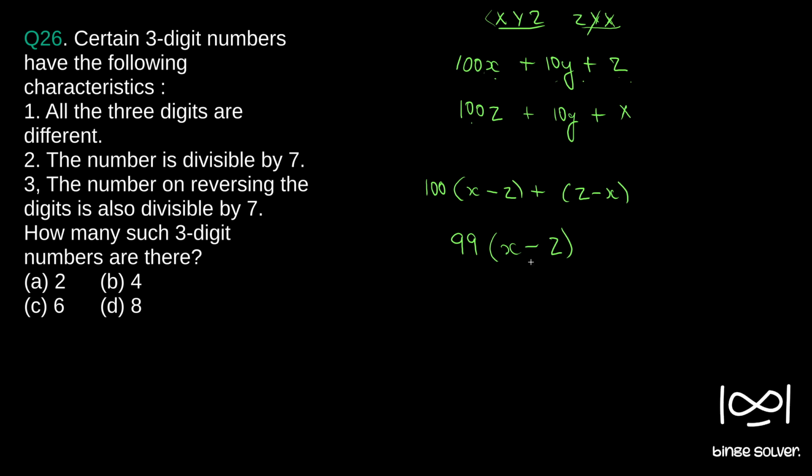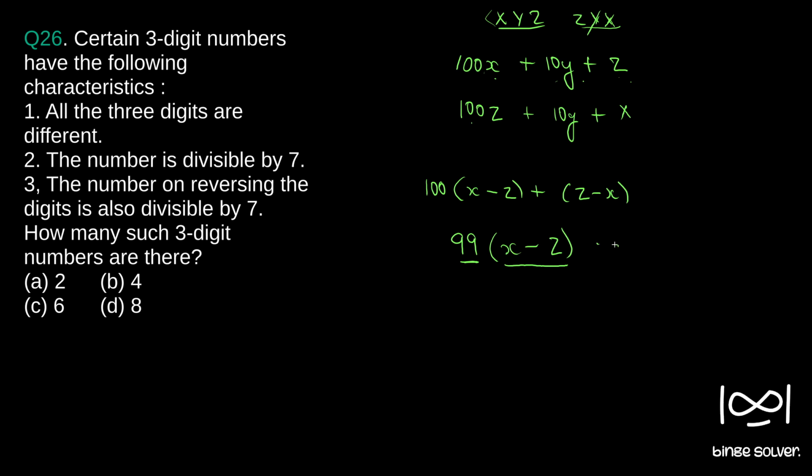So if this is divisible by 7, as you can see, 99 is not divisible by 7. If you divide by 7, 7 times 14 is 98, the remainder will be 1. So it is not divisible by 7. If it was 98, it would be divisible by 7. So since the product of two numbers is divisible by 7 and 99 is not divisible by 7, it means x minus z is divisible by 7. So x minus z is divisible by 7 is one piece of information we got.